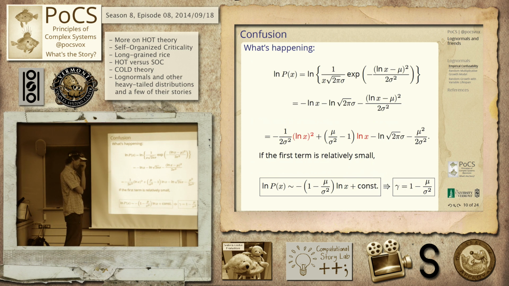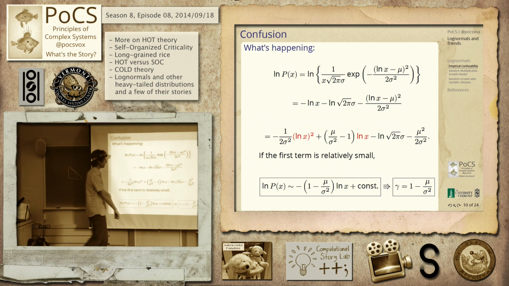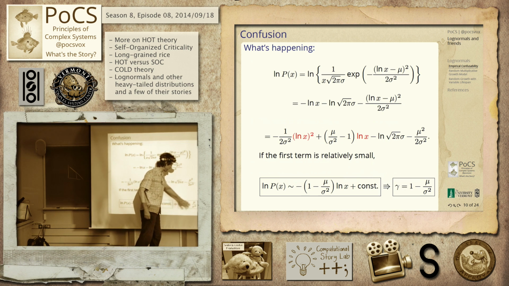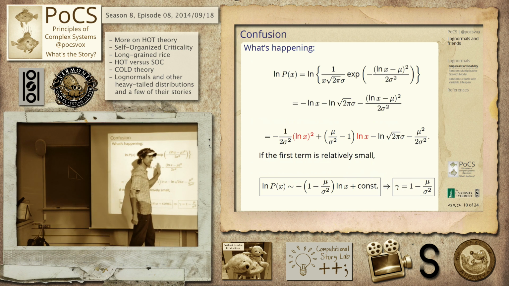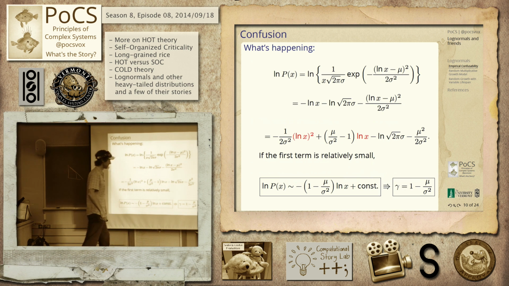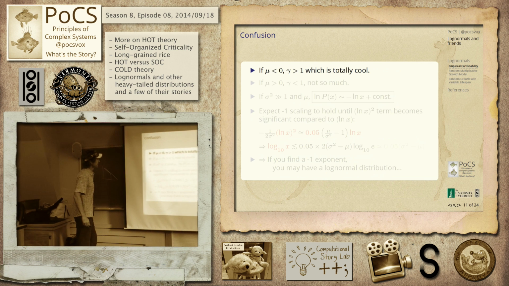You have to think a little bit about what it means to have a positive or negative mean. Variance is fine, some variance, when it comes to the growth model. And I'm going to say that mu equals 0 is a pretty natural one, which corresponds to gamma equals 1, which is a pretty weird extreme power law. But we'll get to that.